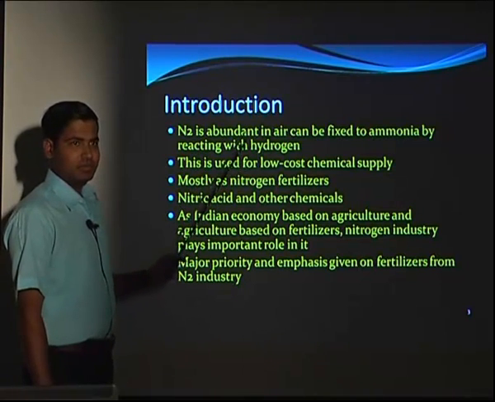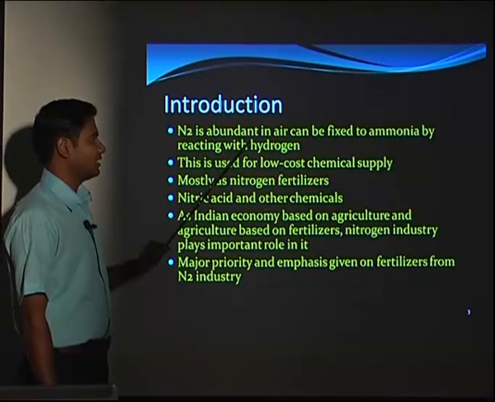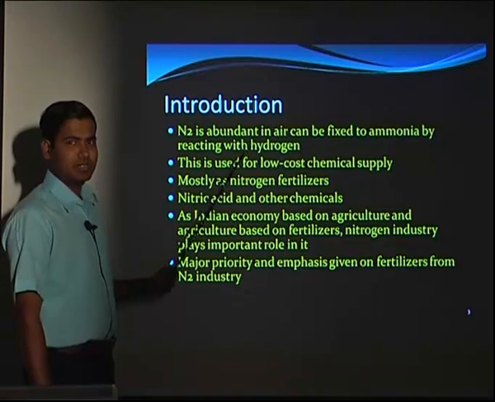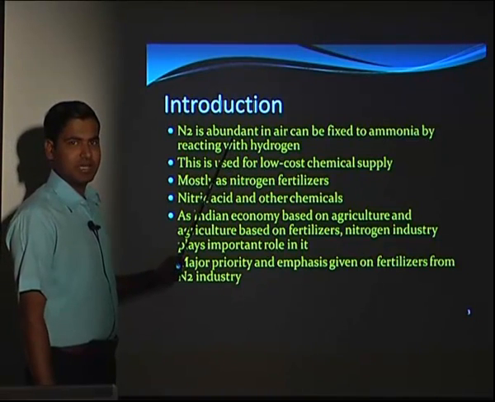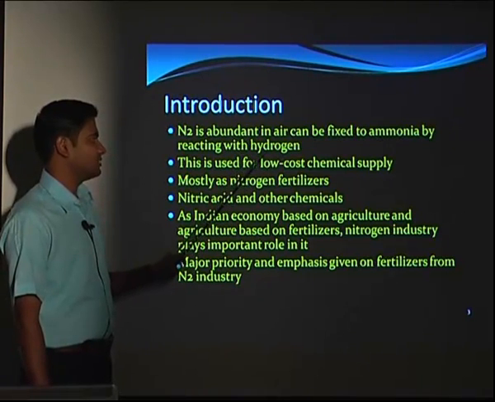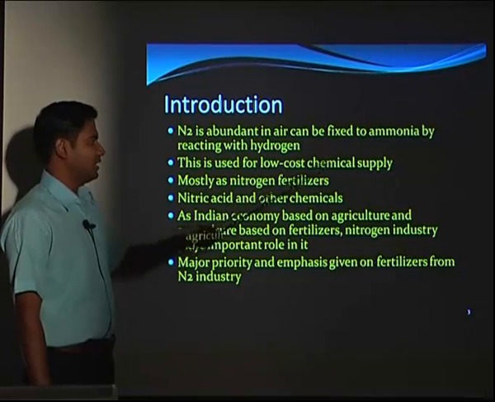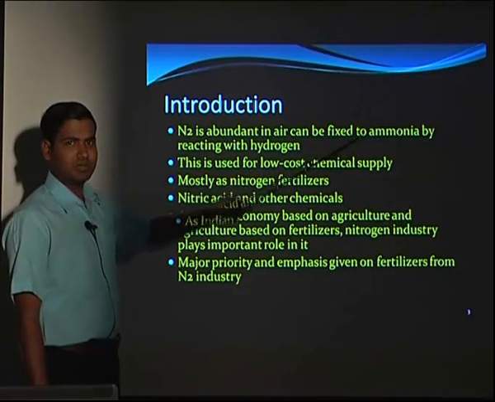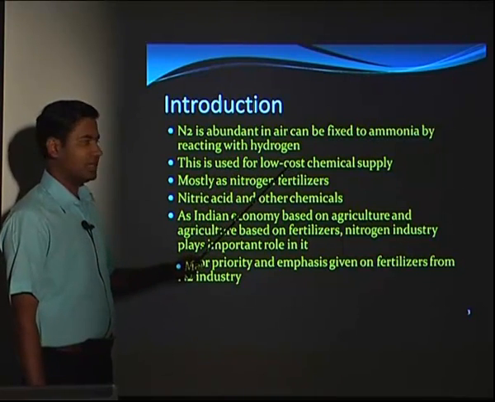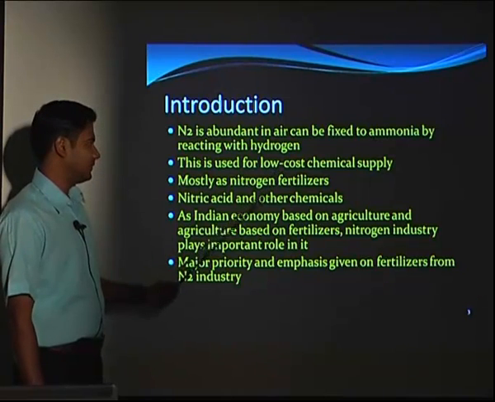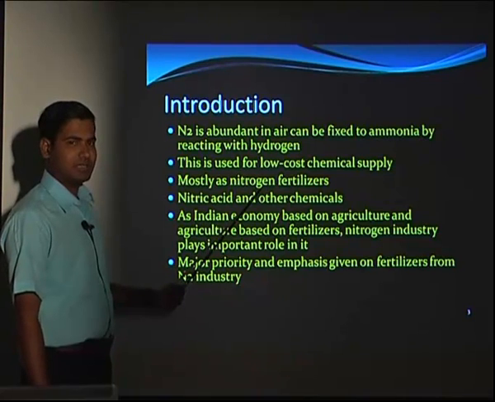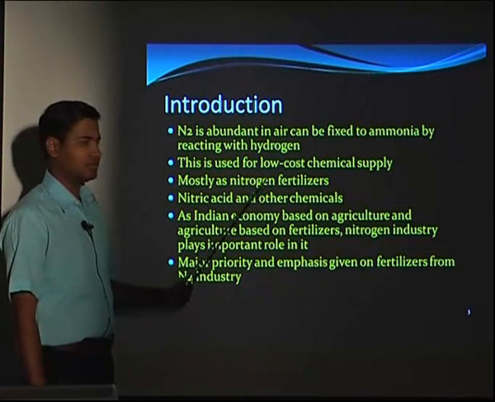So you know the N2, nitrogen, is present and abundant in air and can be fixed to ammonia by reacting with hydrogen. So nitrogen, which is a part of the air, and we know it's in higher percentage than any other gas, so we can directly react it with hydrogen, and we can have ammonia, and ammonia we can process further to get the other chemicals. So this is used for low cost chemical supply and mainly in the fertilizer industry. Mostly we use them as nitrogen fertilizers to give nitrogen to plants.